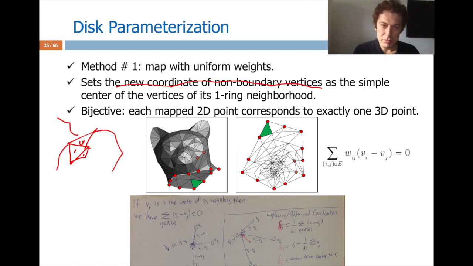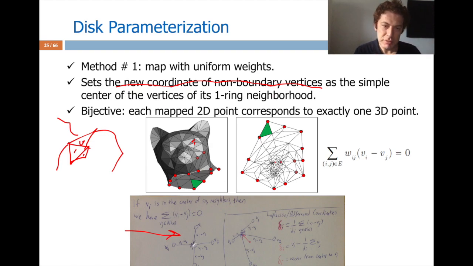Basically, this vertex will be, I don't know what it is, maybe it's here, right? So it will be in the center of its neighbors in 2D here. So how do I achieve this? This is a very useful insight here.